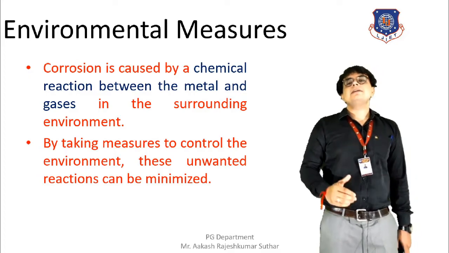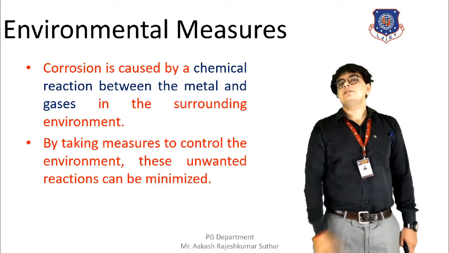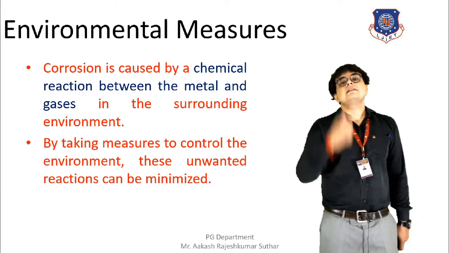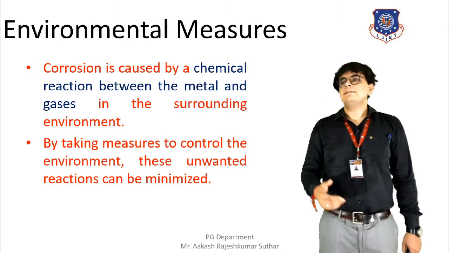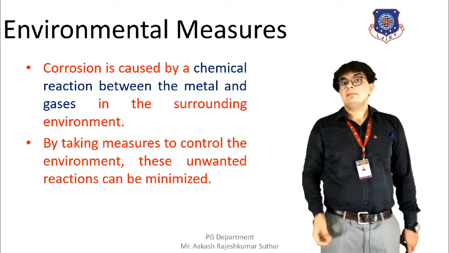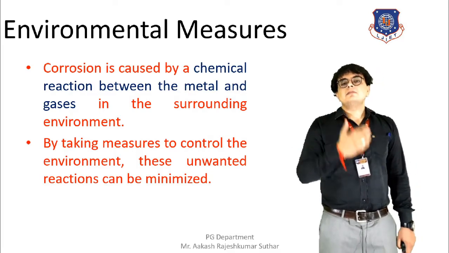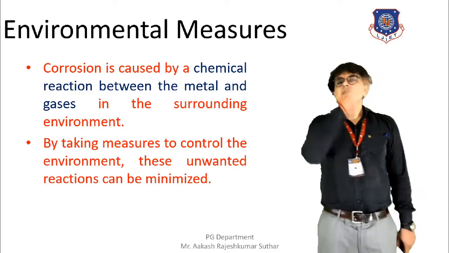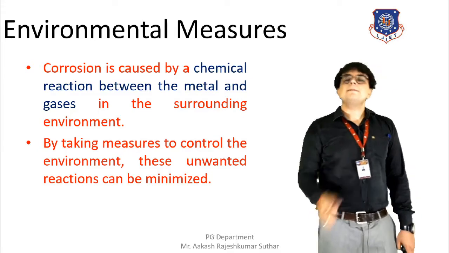So this is how the environmental measures are helpful. By controlling the environment, it is helpful to protect the metal from corrosion. There are certain components in the environment, for example, by controlling the pH, by controlling the velocity of the wind, by providing aeration, by controlling the atmosphere, and by controlling the temperature. By doing this kind of control over the environment, we can control the corrosion of the metal.